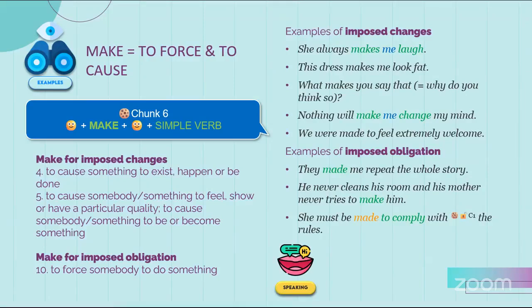I have one, but I don't know if it's okay. My current situation at job makes me learn English. Can you repeat? My current job position makes me improve my English. Okay, that's a good one. My current position at job makes me improve my English. Imposed change. I like that example.